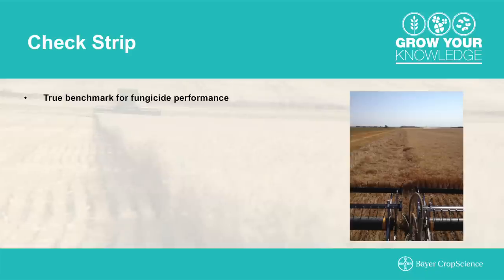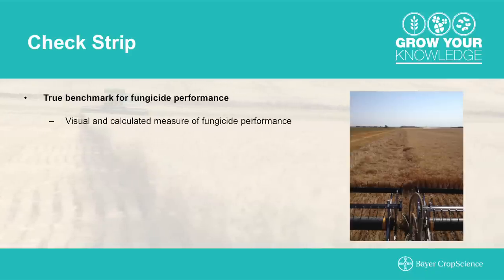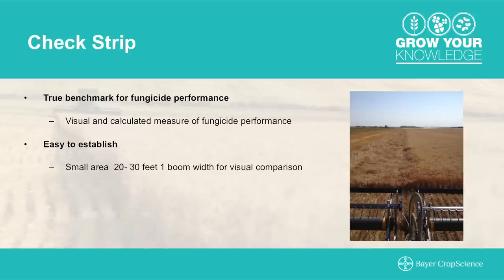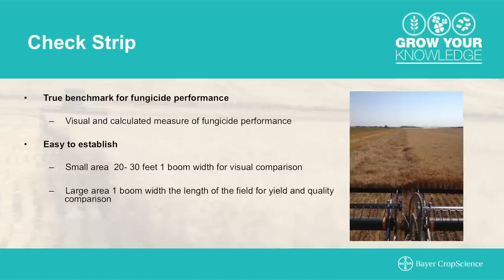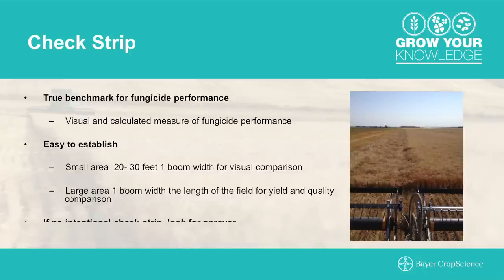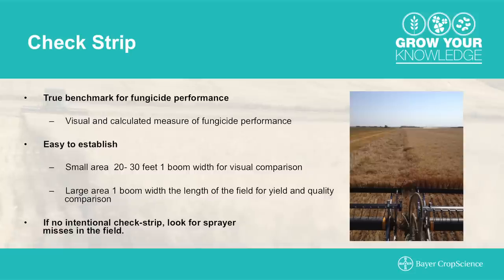We always recommend that growers leave a check strip in their field, because ultimately this is the true reference point and is the only way to really benchmark the performance of a fungicide. This allows both a visual and a calculated determination of the fungicide performance and the determination of your return on investment. These are very, very easy to set up in your field, and it can be something as small as turning your boom off for 20 feet and leaving a small area for a visual representation, or leaving, say, one full boom width right down the field that allows you to take an untreated area to yield. Again, these are absolutely crucial and give you a spot in the field to look at where the fungicide was and where the fungicide wasn't, so that you can do a complete evaluation of the performance of the fungicide.